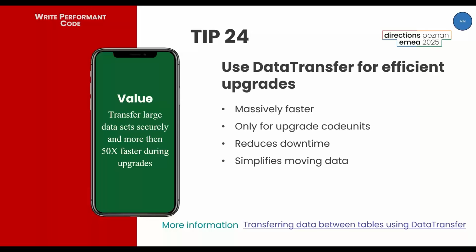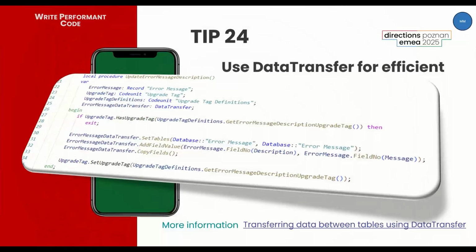What is also relevant here is that you can use data transfer only in upgrade codeunits. So that means that you cannot use it normally, but only in upgrade codeunits. And because of that, your upgrade time will be much faster, which means that downtime for clients will be much less. As Microsoft said, using data transfer is around 50 times faster than not using it in data upgrades. So how can you use that one? Basically, you define the tables and then the fields that you want to move, and you just use copy fields, and everything is moved.